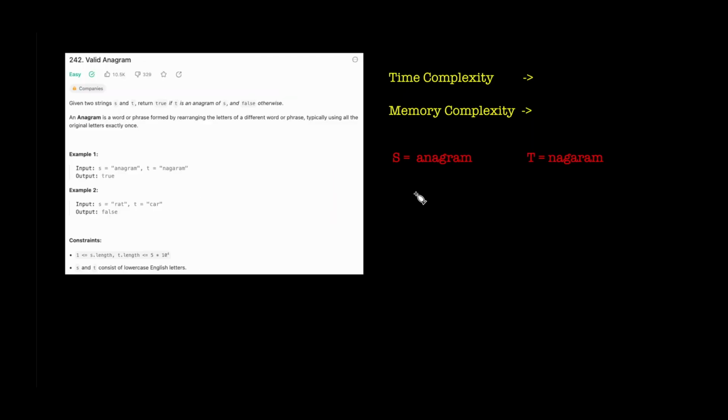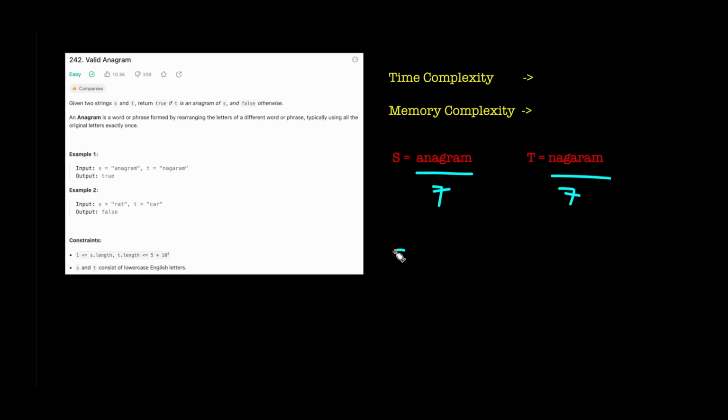So the first condition for a word to be an anagram is to have the same length as the source word. So in this case, we can see that both S and T have length 7. So the first condition is satisfied. The next condition for T to be an anagram of S is to have the same count for each letter that is appearing in this word.